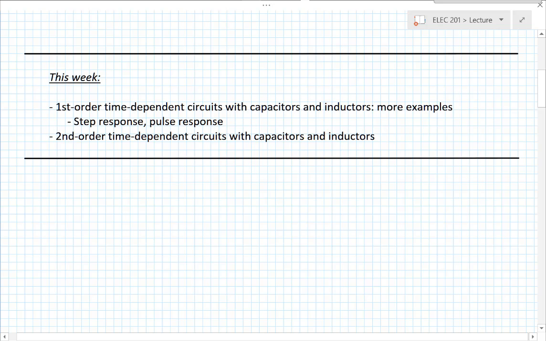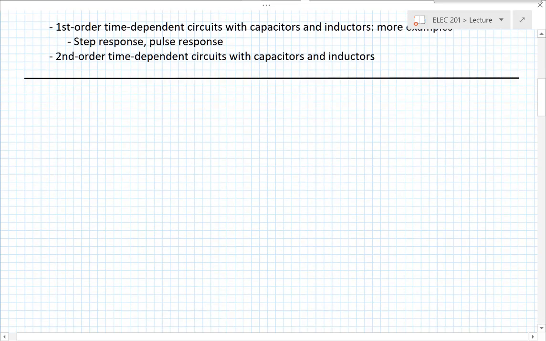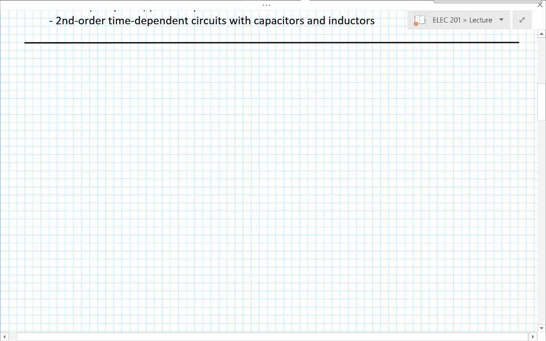And so it's really maybe just, you can think of it as a slightly more elaborate example. Let's take a look at a simple, pretty basic time-dependent circuit with a capacitor and an inductor, for which we'll see we end up having a second order behavior. And we'll see that the outcome would be perhaps a little richer than what you see in first order circuits.